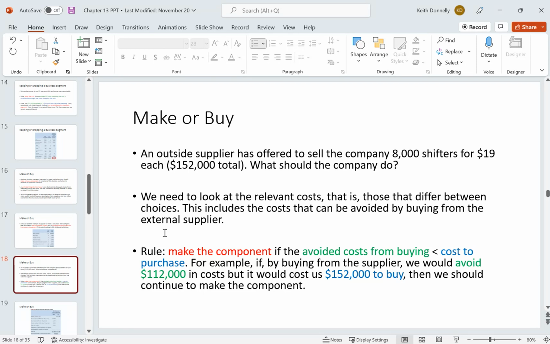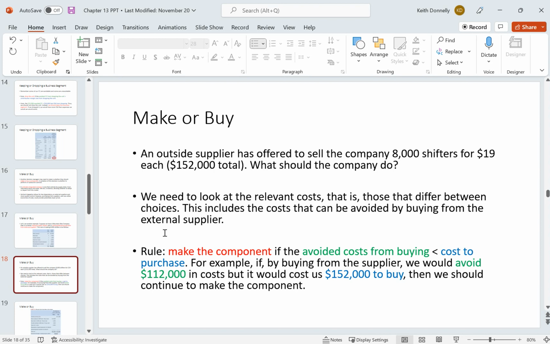In this situation, they're going to have to look at the relevant costs. That is, those that are going to differ between the choices. And in this way, we're going to have to look at the costs that can be avoided by buying from the external supplier.